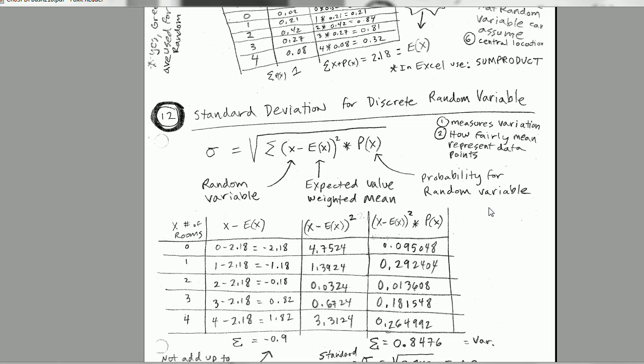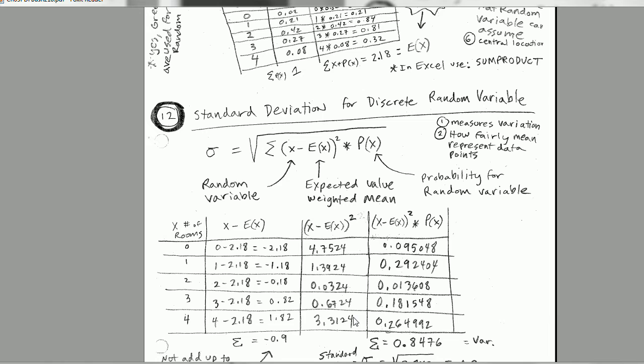Hey, and standard deviation for a discrete random variable, guess what? We're going to take x. That's our random variable. So in this example, it's 0 to 4. Each one of those, subtract our expected value, square it, and we'll multiply it times the probability. Then take the square root. That'll give us the standard deviation. Just like our mean gives us central location or one value that represents all the values, standard deviation will give us variation or dispersion. It will tell us how fairly our mean represents our data points.